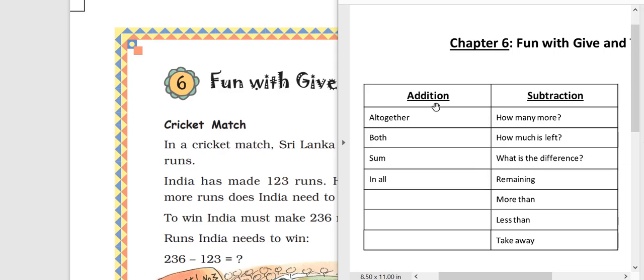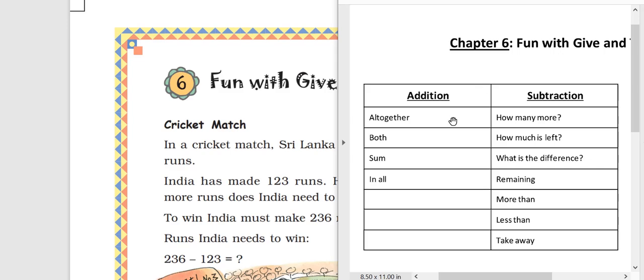As far as addition goes, we could be looking for keywords such as altogether, both, sum, in all. When we find any of these words, we need to add the numbers in the problem. But as far as subtraction goes, we could be asked, how many more? How much is left? What is the difference? Some keywords like remaining, more than, less than, take away. When we see any of these words or phrases, we need to subtract the numbers.